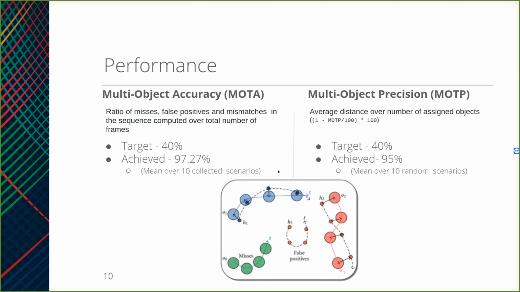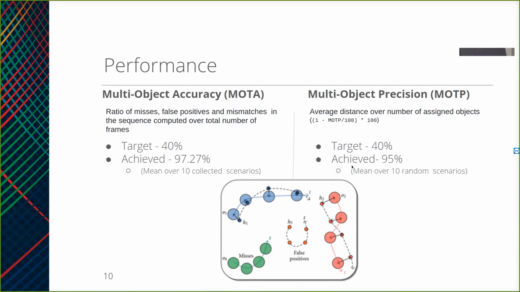Whereas the multi-object precision is in terms of how far my proposed hypothesis is from the ground truth. As you can see, it will calculate the Euclidean distance between the two trajectories at every time step, and it will keep accumulating it to compute the precision. Currently we are able to achieve pretty good accuracy and precision, and this was computed over 10 random scenarios and averaged over it.